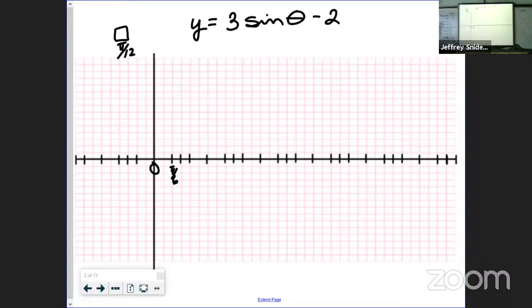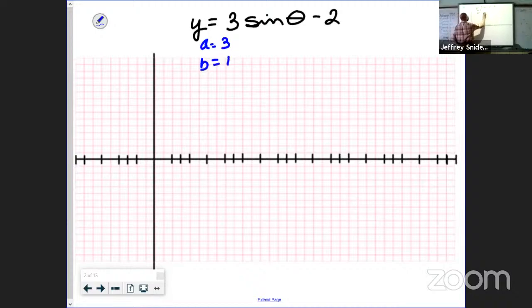Let's do this one. Here we go. So this particular problem, okay? So things that I know. I know that this has an A value of 3, has a B value of 1, has an H value of what?